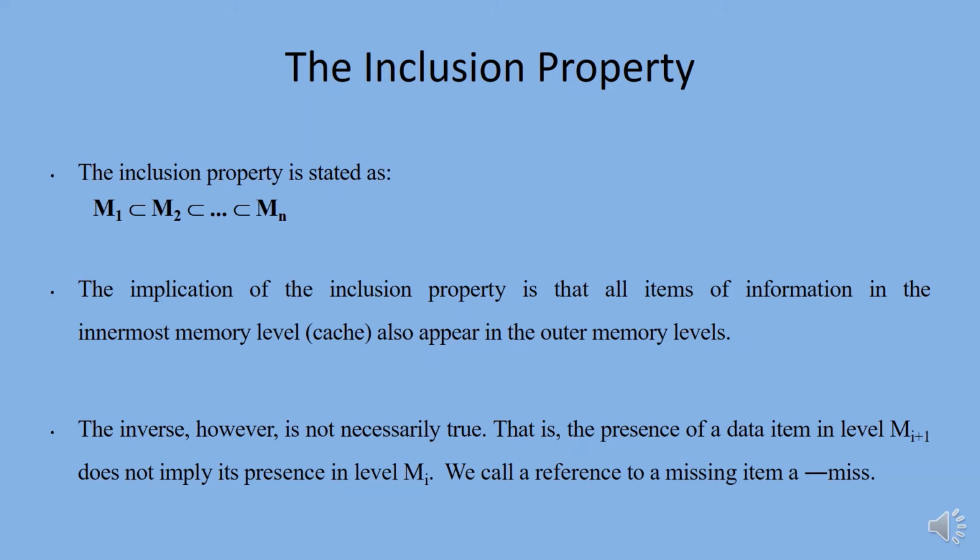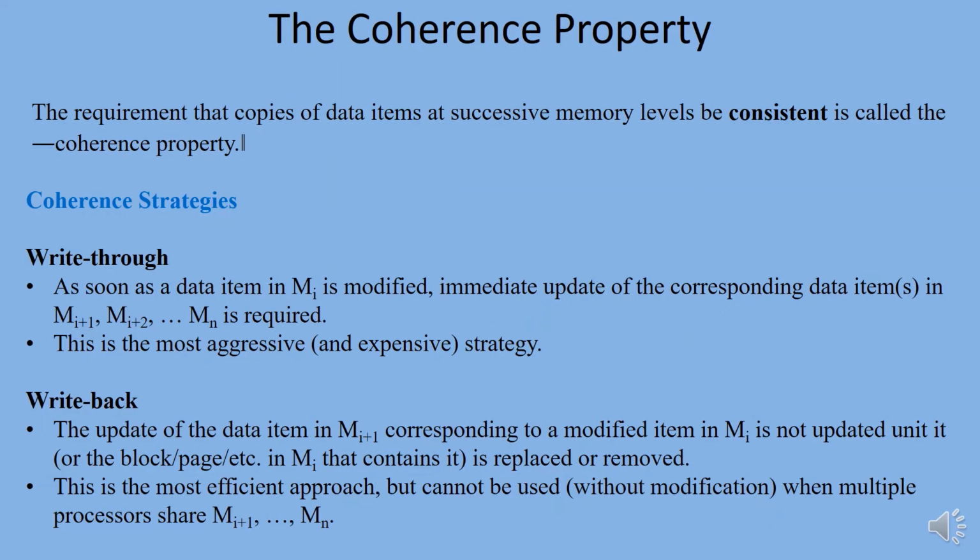The coherence property requires that copies of the same information item at successive memory levels be consistent. If a word is modified in the cache, copies of that word must be updated immediately or eventually at all higher levels. The hierarchy should be maintained as such.